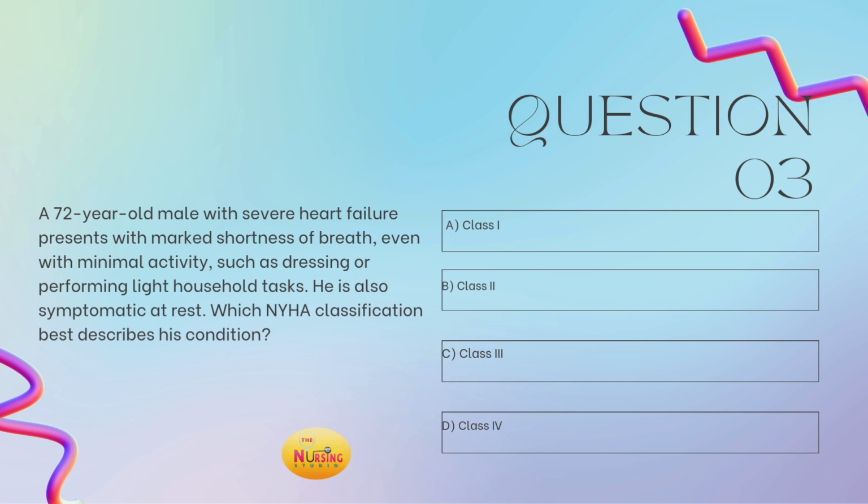All right. So stem, which NYHA classification best describes his condition? We have a 72-year-old male with severe heart failure. He has marked shortness of breath, even with minimal activity such as dressing or performing light household tasks. And he's also symptomatic at rest. Y'all, this is class 4 all day, every day. D is your best answer because just like in class 1, there's no limitations with daily activities or at rest.